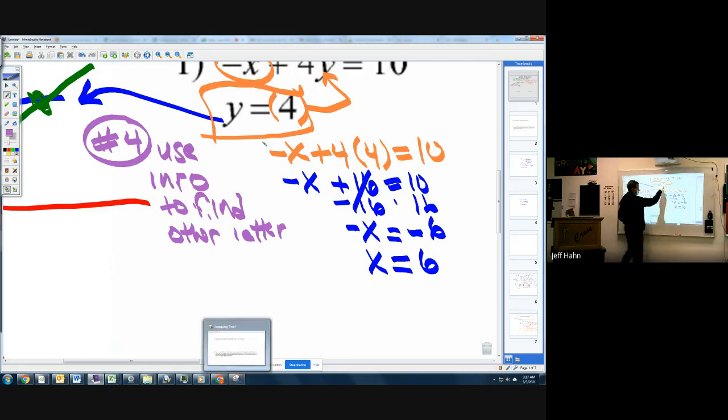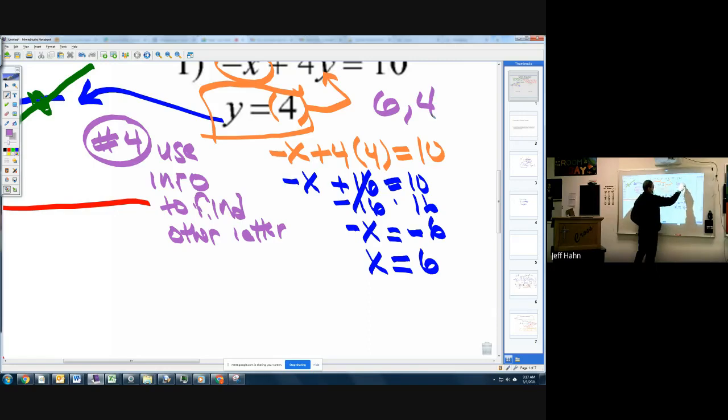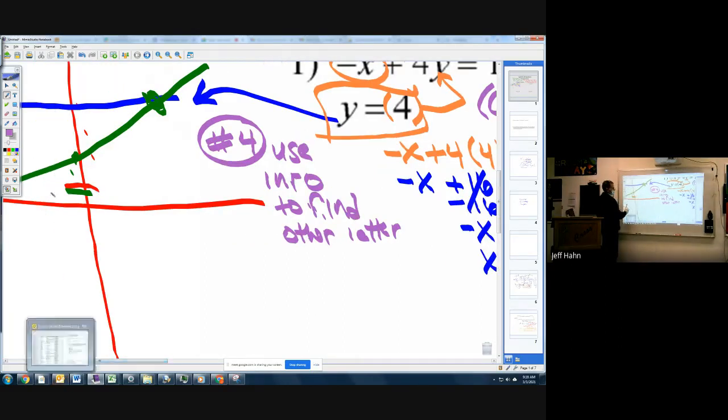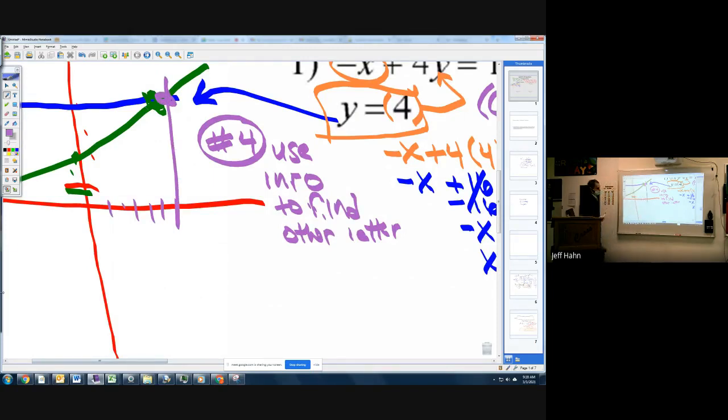So the answer to this equation is 6, 4. Because x equals 6 and I know y equals 4 right there. Which if I go back to where I graphed it, would that have been probably 6, 4? Probably close. 1, 2, 3, 4, 5, 6, 4, something like that. That was, by the way, a super simplified one.